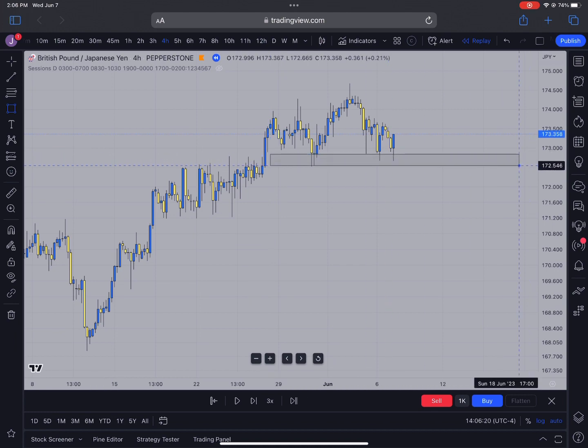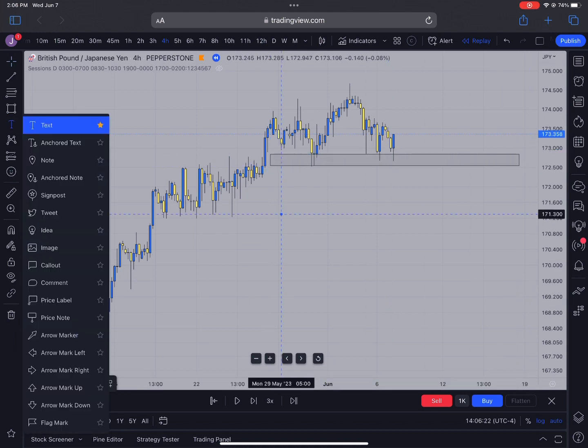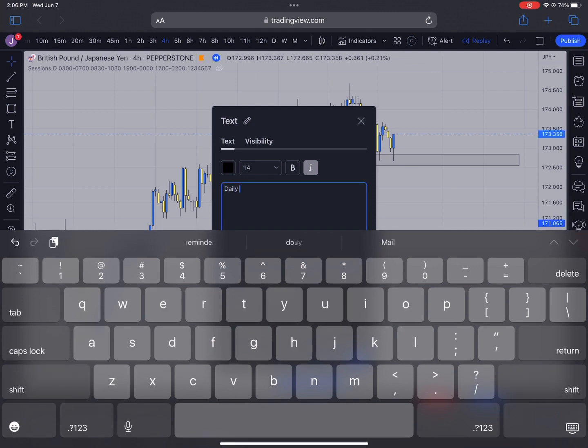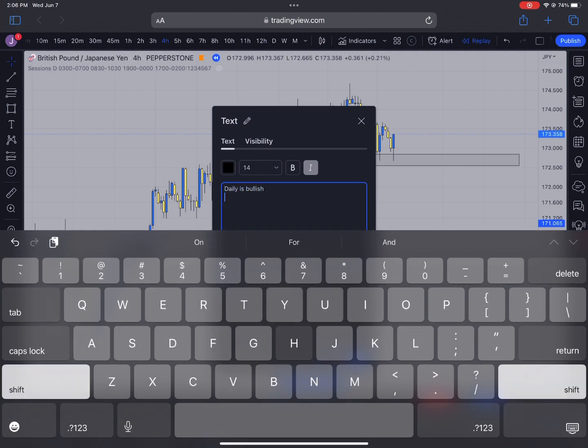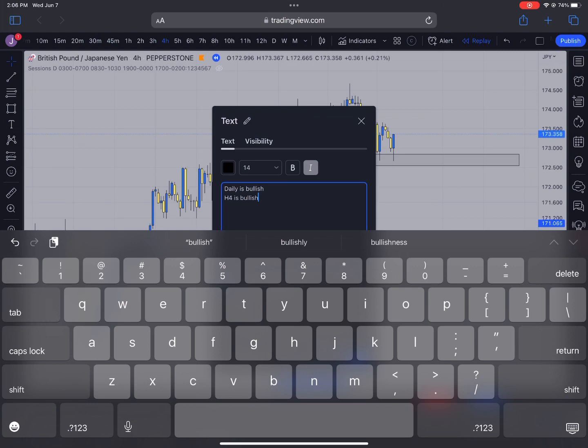So now we're going to go to the H4 and we're going to mark our support zone, which is closest to price. You can see we are hitting the support zone right now in the H4 time frame.